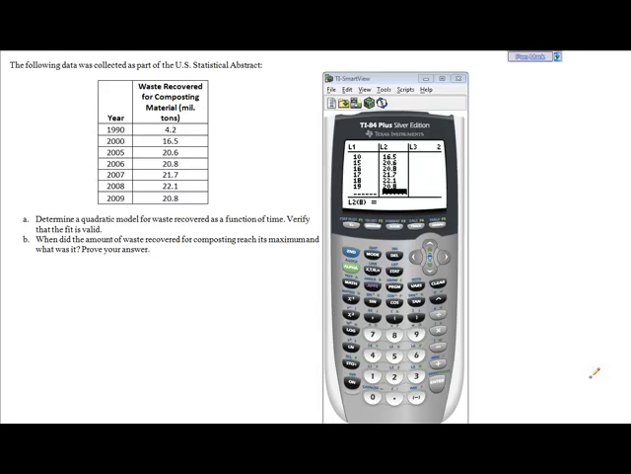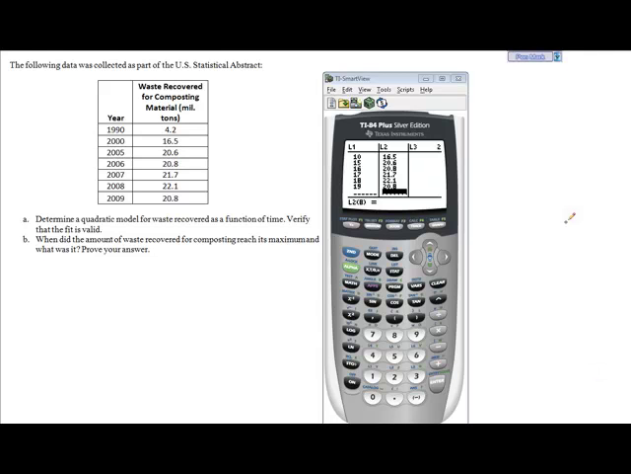In this problem, we're given a data set that talks about the waste recovered for composting material in the United States, in millions of tons. So essentially, we have information on how much waste is actually converted into materials that can be composted and turned into basically soil and a soil amendment. We have this data, and we want to determine a quadratic model. So this is going to require us to do a regression equation.